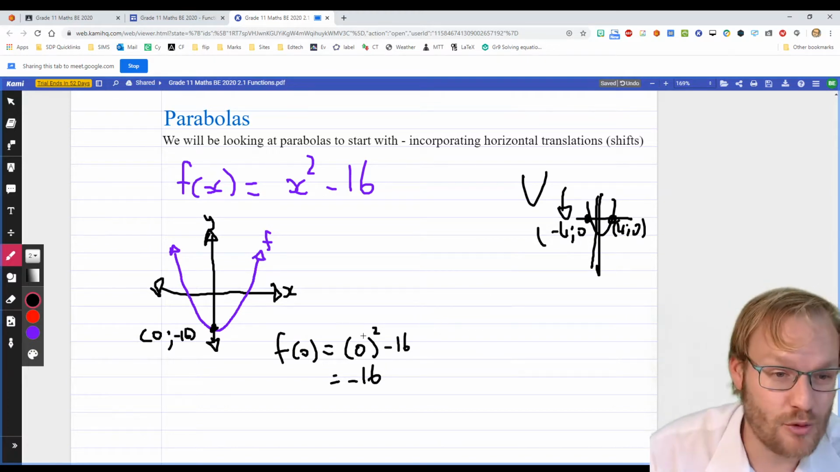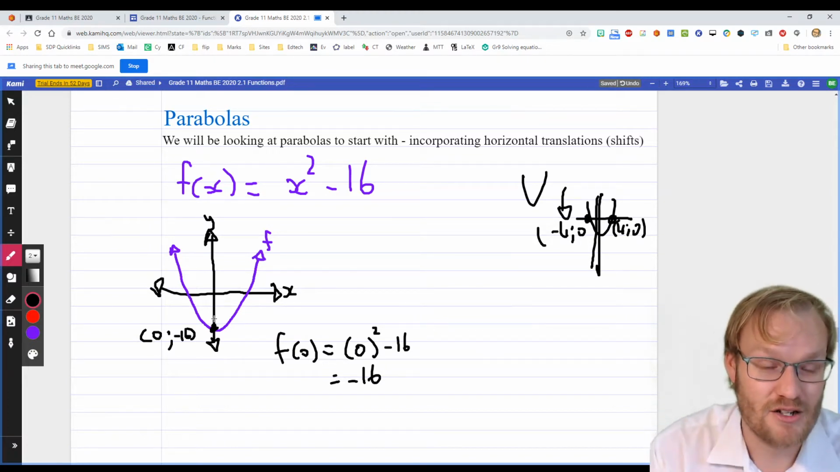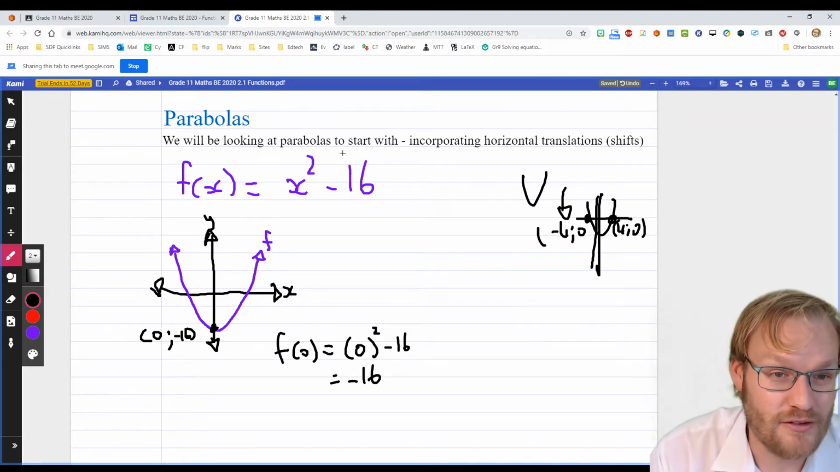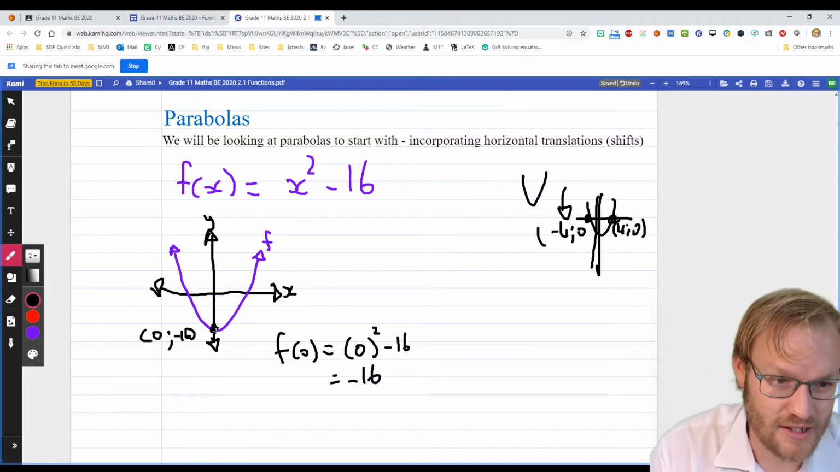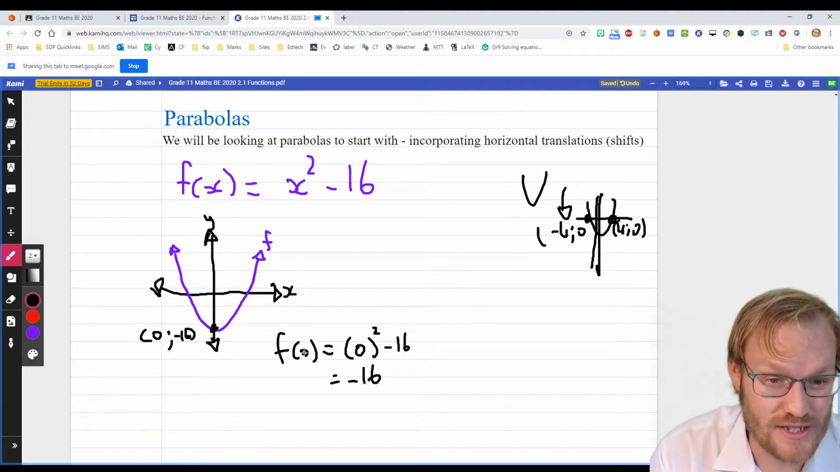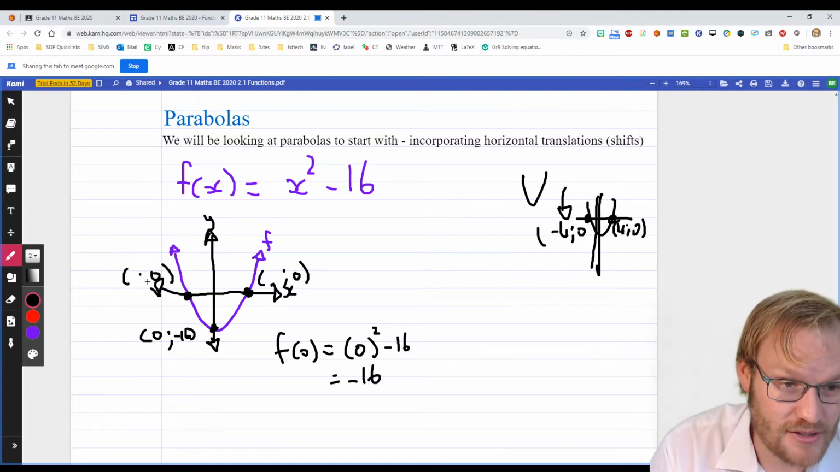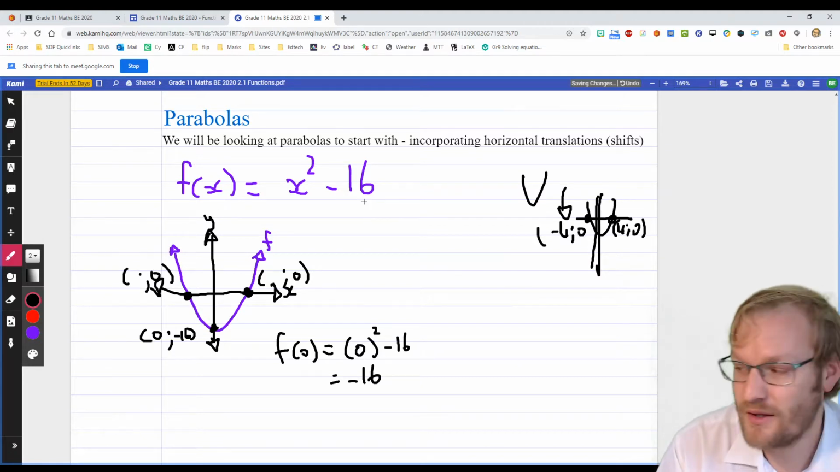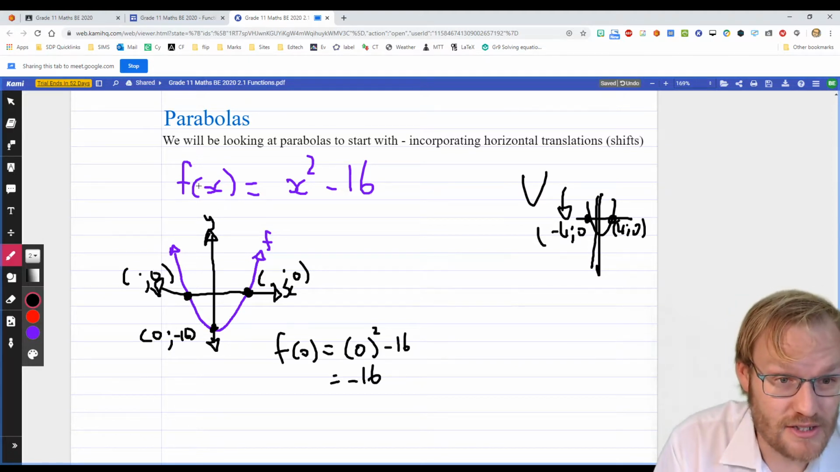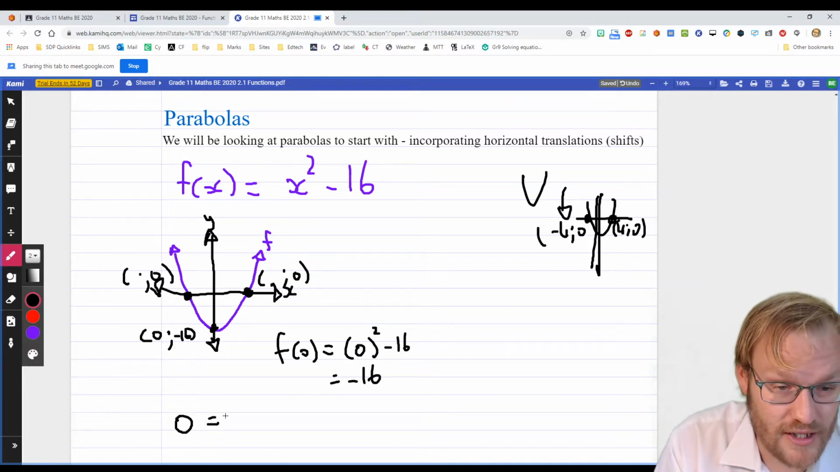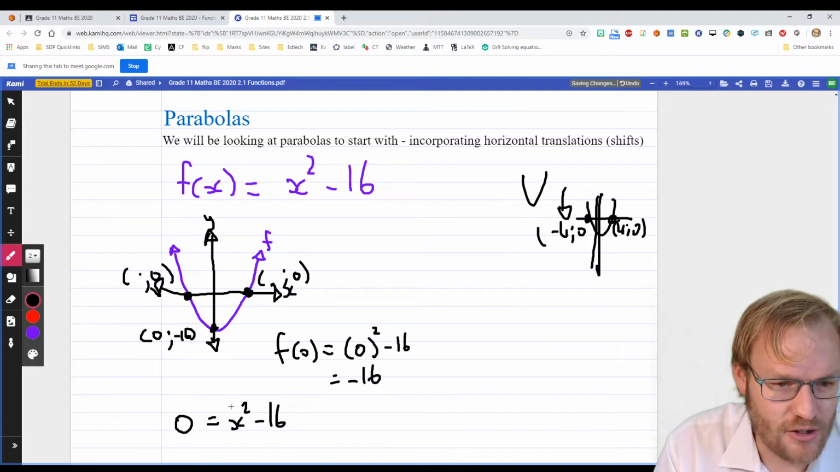And this is going to become important this year, because we're going to move this left and right. We're not going to be able to just read it off our graph straight away. We can't just look at the equation and go, oh, -16. We might have to substitute 0 in. And then if we wanted to find our x-intercepts, we know that for our x-intercepts, the y value is 0. So we just take our function and make our y value 0. So instead of f of x, we're saying 0 equals x squared minus 16. So when the y value is 0, what's the x value?